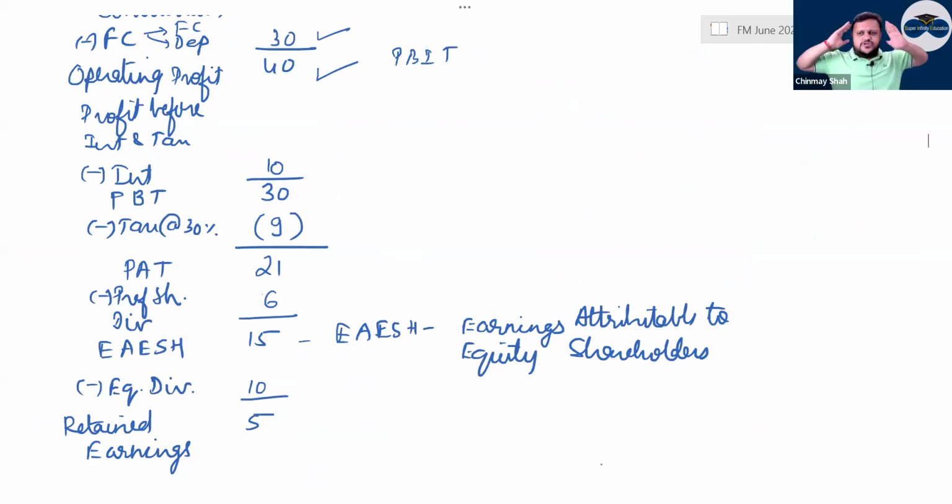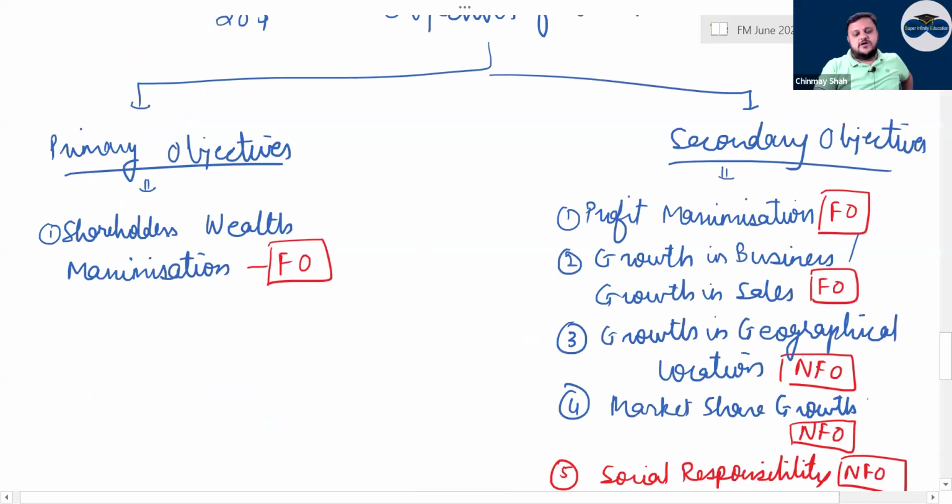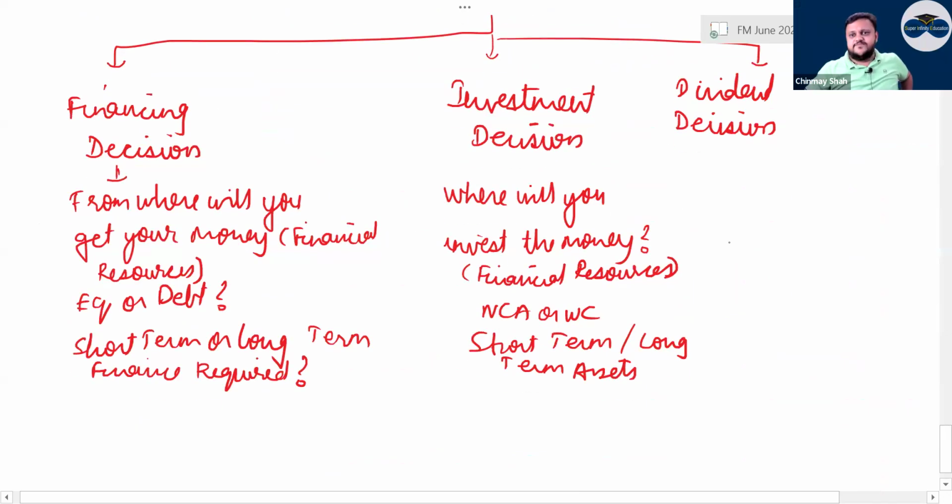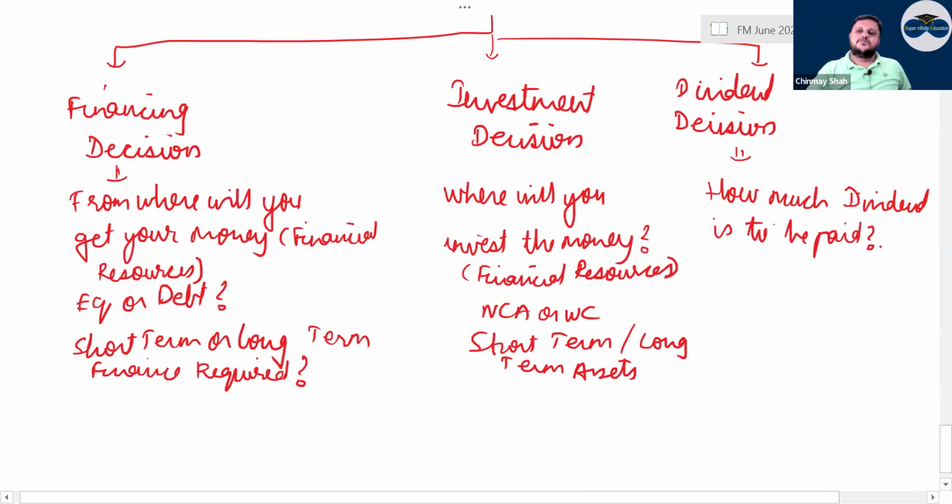So the finance manager has to see, sir, I've got EPS. Out of that, how much dividend to pay? If I have $100, I want $80 for the next project. So $20 dividend I can pay. That is how it is. So the third decision is what? The dividend decision. So the dividend decision is how much dividend is to be paid? What will be the dividend payout ratio?